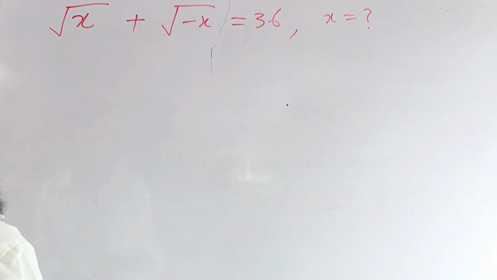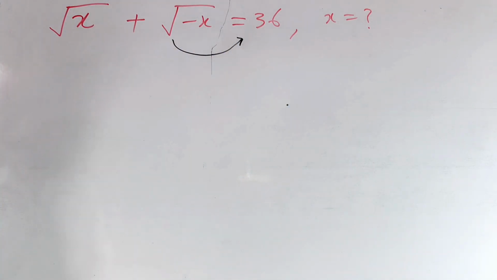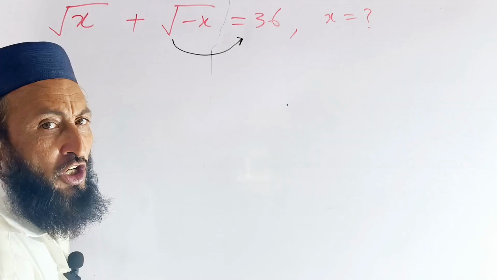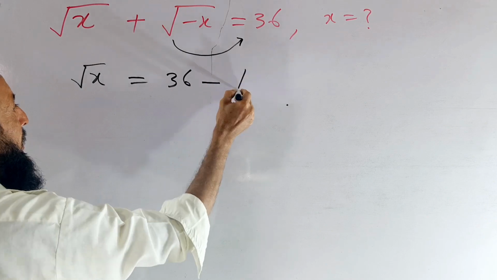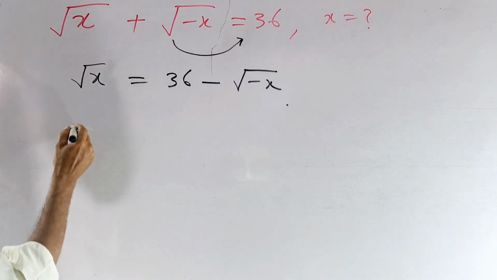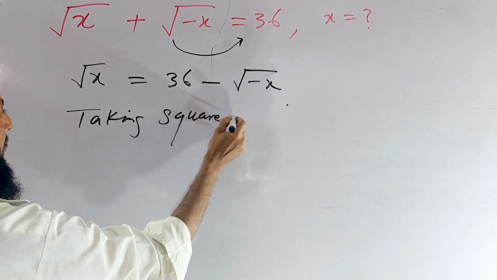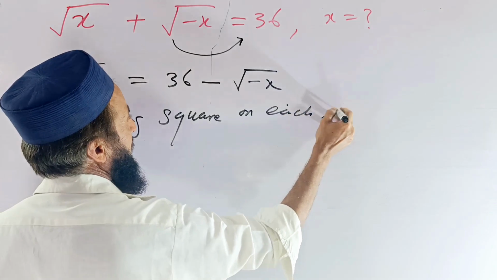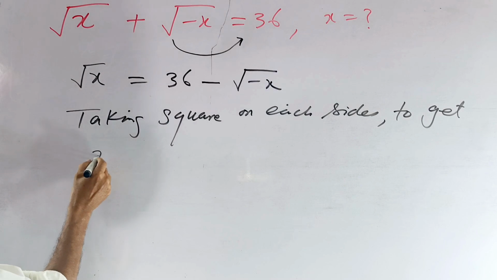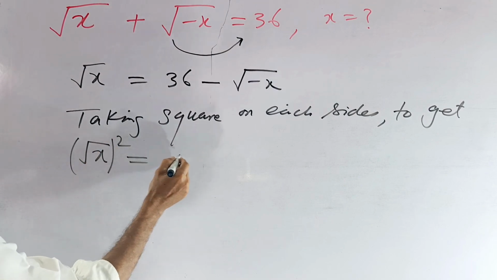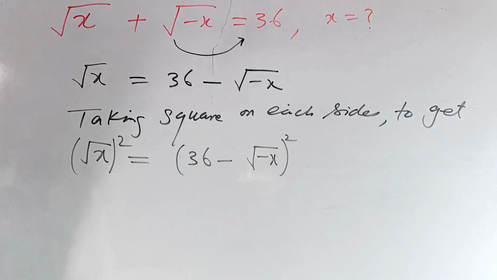Now here we change this value to the right side. Its sign is positive here, and if we transfer it, its sign changes into negative. The square root of x is equal to 36 minus x. Now taking square on both sides, to get x whole square is equal to 36 minus x whole square. So this will be cancelled.